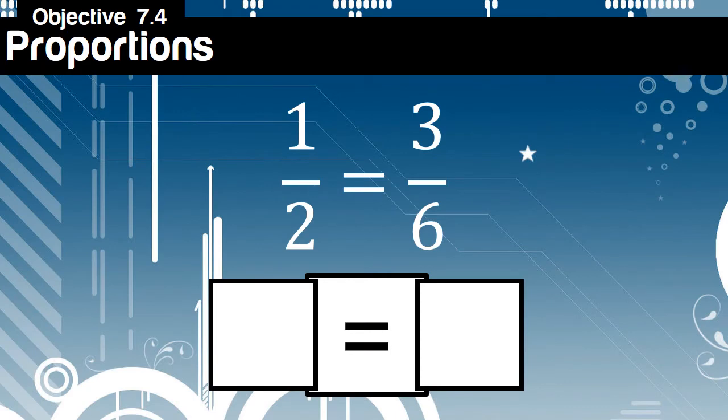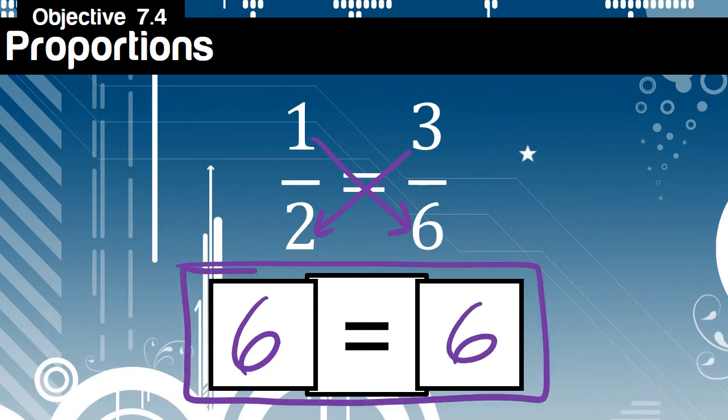So here we're given these two fractions. We need to figure out if this proportion is true, if these two fractions are equivalent. So what we can do is cross multiply. When we do that, 3 times 2 gives us 6, and 1 times 6 gives us 6. If these two cross products are equal, we can say that 1/2 is proportional to 3/6.